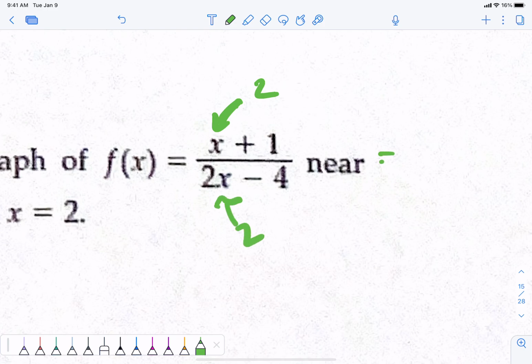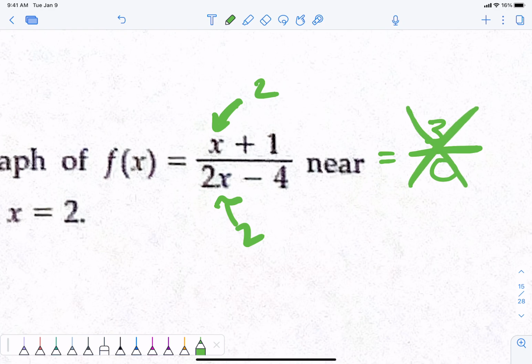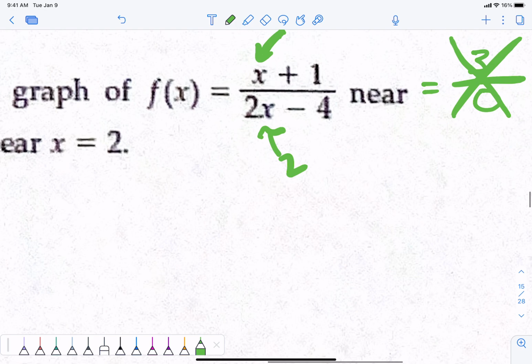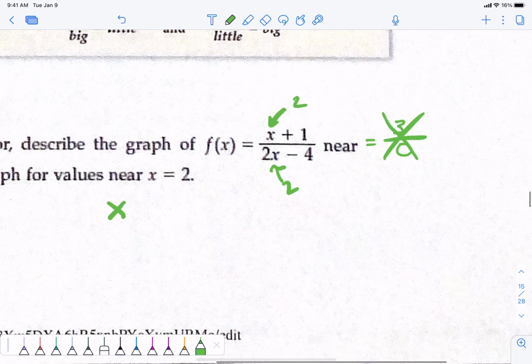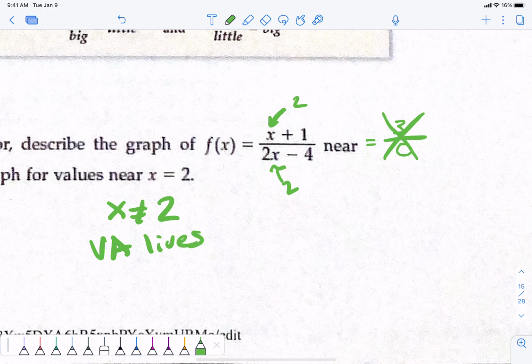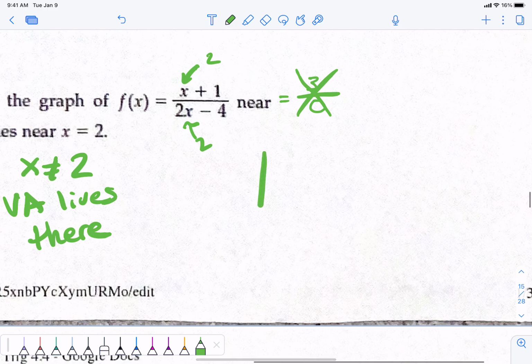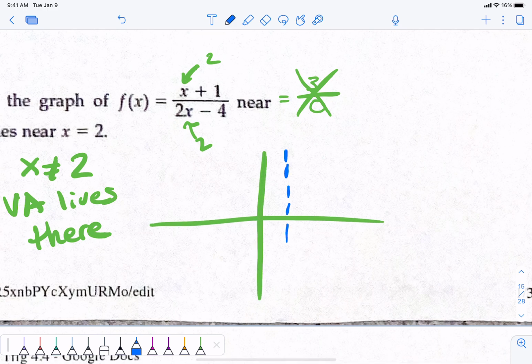2 plus 1 gives you 3 on the top, but on the bottom, 4 minus 4 is 0. So what happens there? That means I can't plug 2 in, which means what's happening at 2? It's a vertical asymptote. X can't be 2. Ava lives there. We have a vertical asymptote at 2.